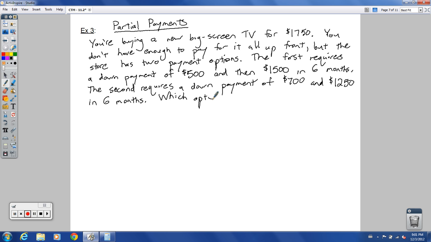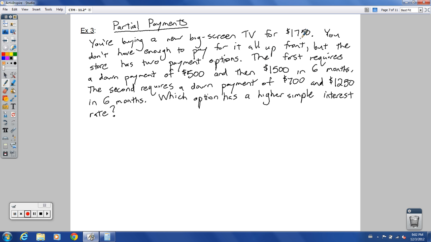Which option has a higher simple interest rate? Because in a perfect world, or in a mathematically intelligent world, you would want to figure out which one has the lower interest rate and try to use that if at all possible, because you would be paying less interest that way. So which option has a higher simple interest rate? You want to pick the one that has the lower one if you could.